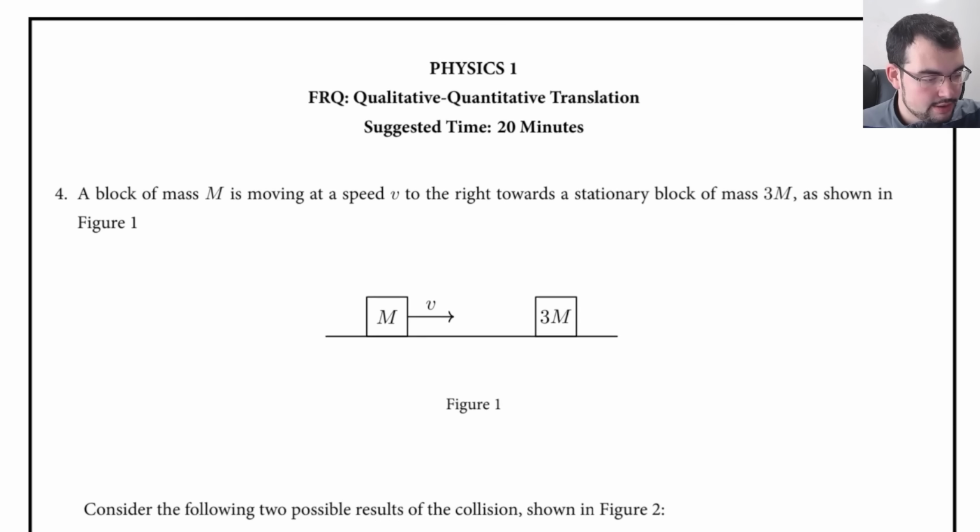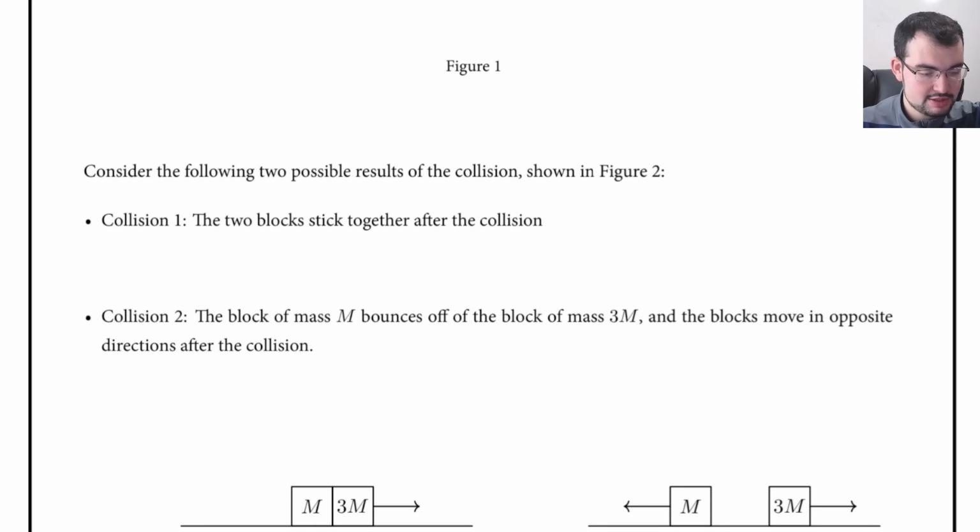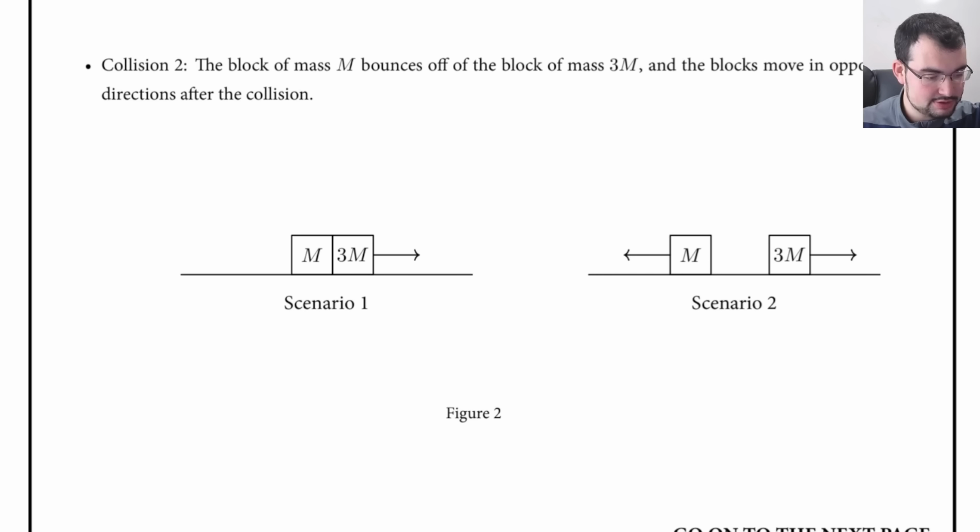All right. Now, our reward for getting this far is a QQT that I thought is at least decently accessible. I think the A part's a bit challenging, but B and C are quite straightforward. So here we have just a standard collision where a block is moving and it crashes into a stationary block. And we're considering the following different collisions.